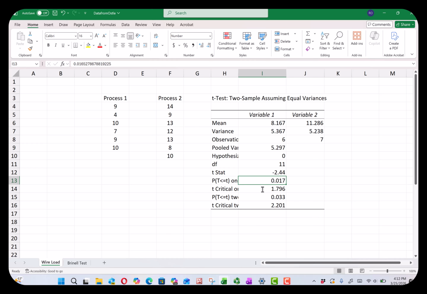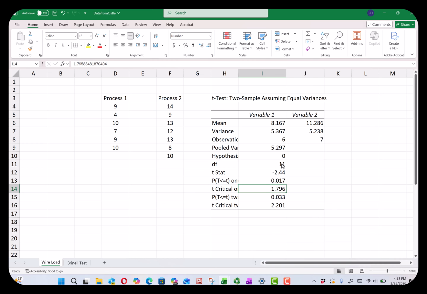Also, if you look at it, the critical value for the t-test is 1.796. Our t-statistic is less than 1.796. In this case, we're dealing with the lower end. It's minus 1.796. This will always show up as positive, so if you have a left-tailed test, you have to change it to negative.